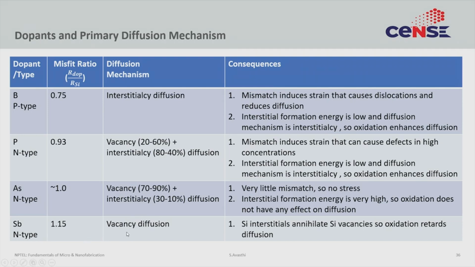Antimony is the absolute extreme, where it does not do interstitiality at all. It is way too big for it, so it does not form silicon interstitials. It does not form interstitials in silicon, so it cannot do interstitiality diffusion. And each of these mechanisms then has the consequence. For example, this mismatch causes strain, which causes dislocations and which reduces diffusion. At the same time, oxidation enhances diffusion. Oxidation also enhances the diffusion of phosphorus. However, oxidation does not enhance significantly the diffusion of arsenic or antimony.